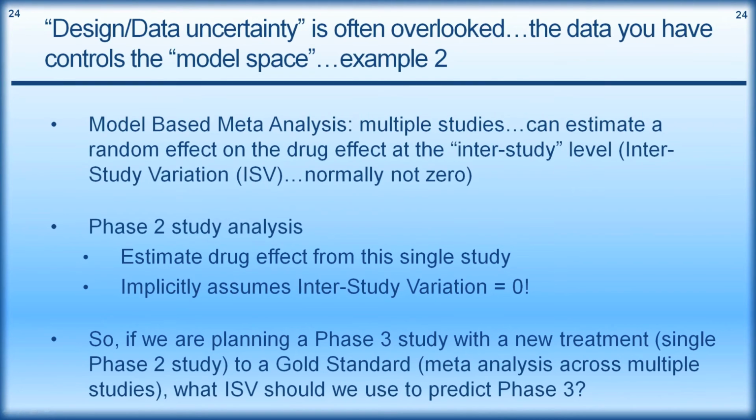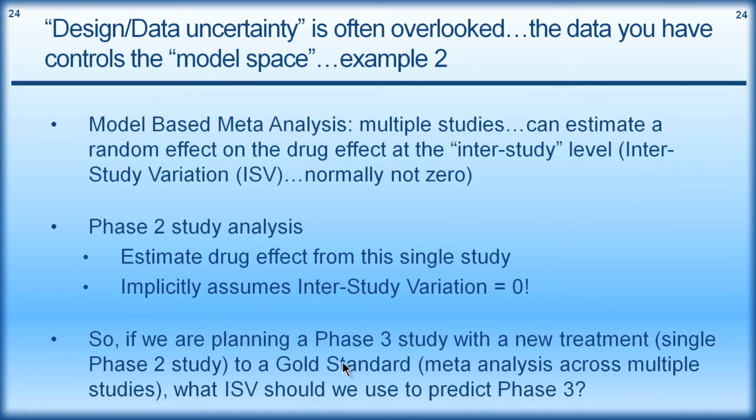Now if we contrast that with a phase 2 study analysis, we have a single study, and we can estimate the drug effect from that single study, but it essentially is implicitly assuming that the inter-study variation is zero, because if we just used that point estimate from that study and the uncertainty around it, it doesn't reflect the fact of what we see up here with the meta-analysis, where we do see inter-study variation.